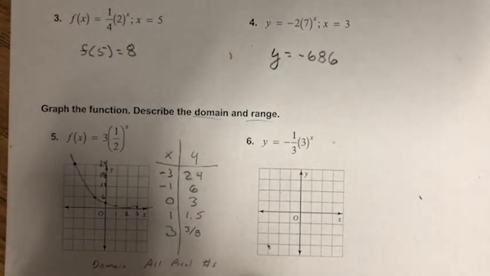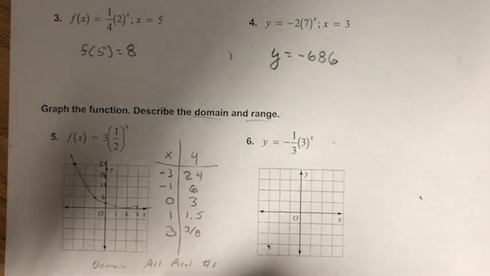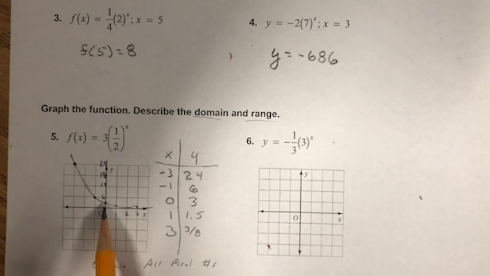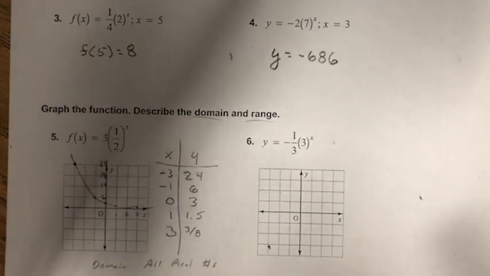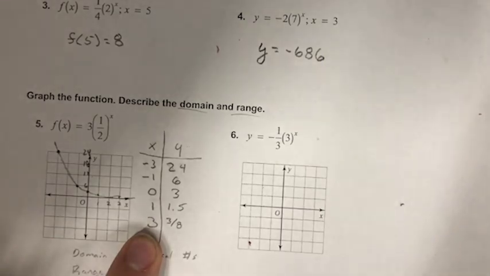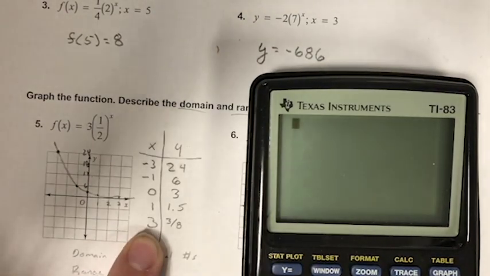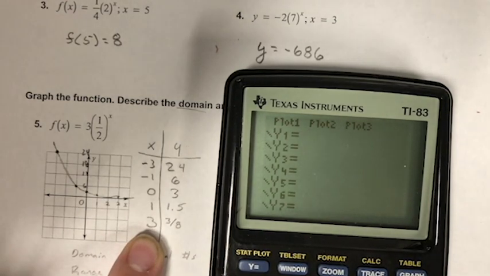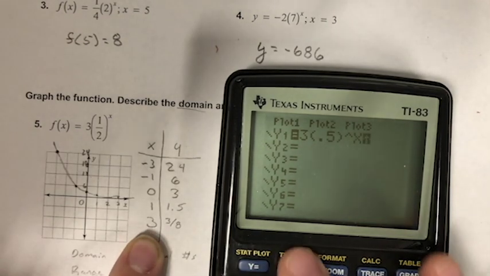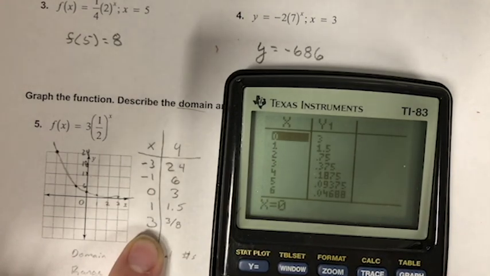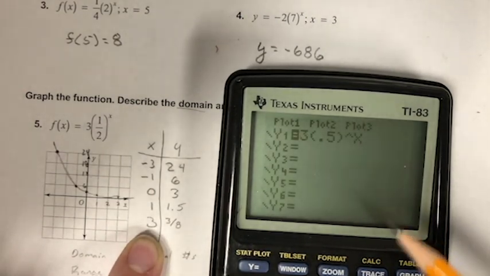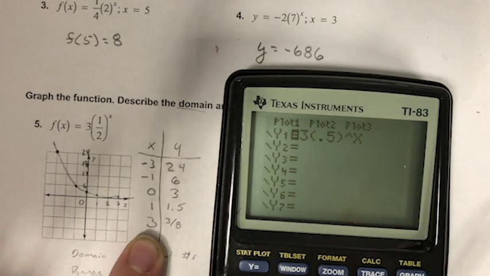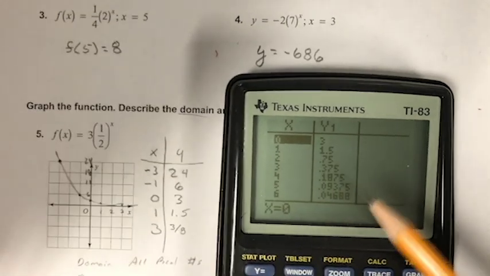But what about the range? Well, this one's a little bit difficult because look at what happens. If we were to continue this pattern and start plugging numbers in, I want to show you something. This is where we're going to use our calculator. It's going to be really interesting. I'm going to go y equals, and plug this equation in: 3 times 0.5 raised to the x power. I'm going to clear that back out. After I set this up, I'm going to hit the table button. All right, look what happens here.